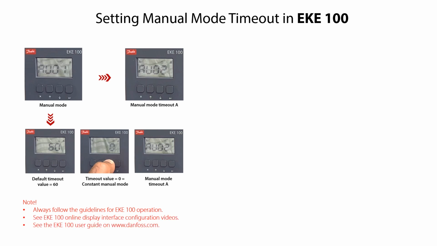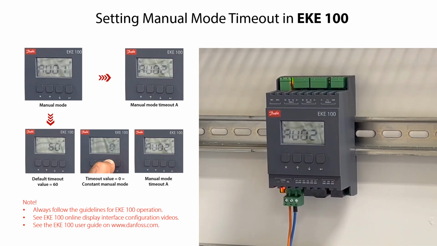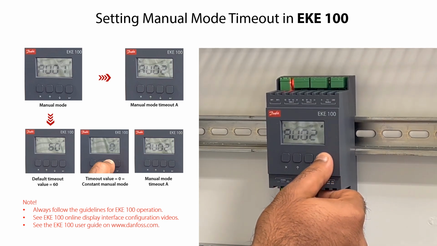Please refer to the EKE 100 user guide for details about how to read the display, understand the navigation structure, and understand the parameter abbreviations. Setting the EKE 100 to constant manual mode is shown in the following sequence.